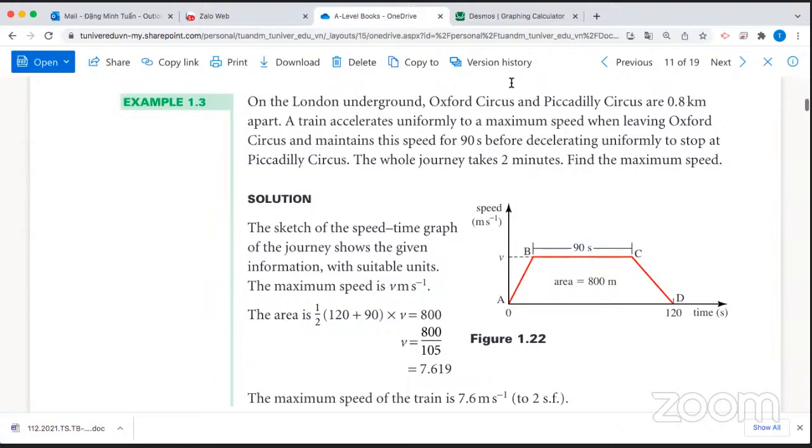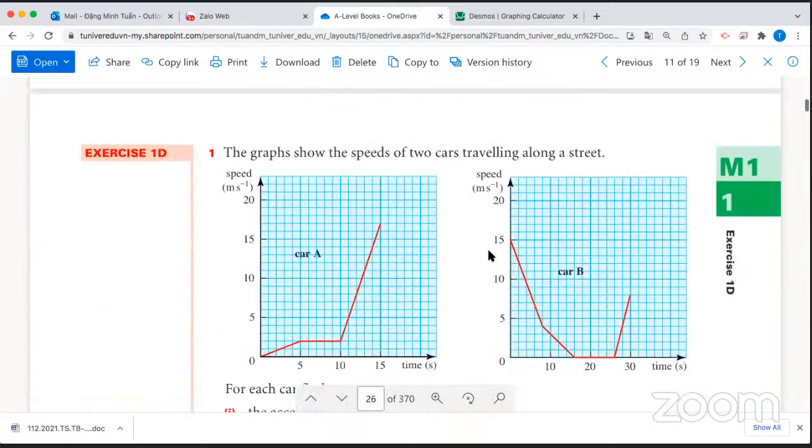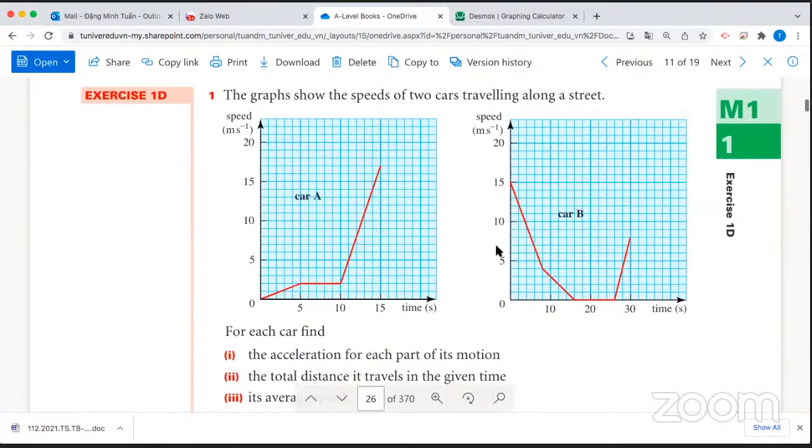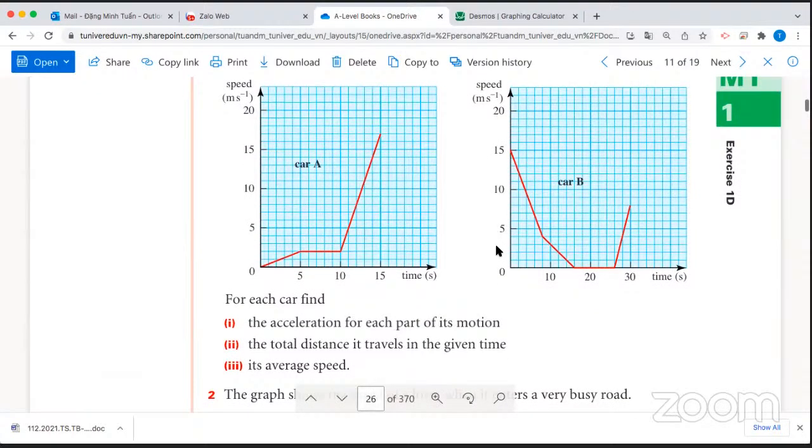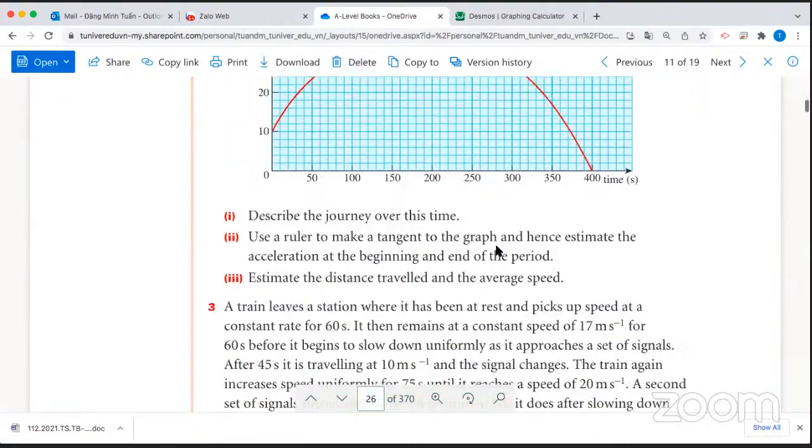By using that small graphing calculator, you can understand all of this graph and the translation. Next one, exercise 1D here. For the 2 cars traveling along the street, you can find out the acceleration, the total distance, and also the average speed. So at home you can do this one for me.